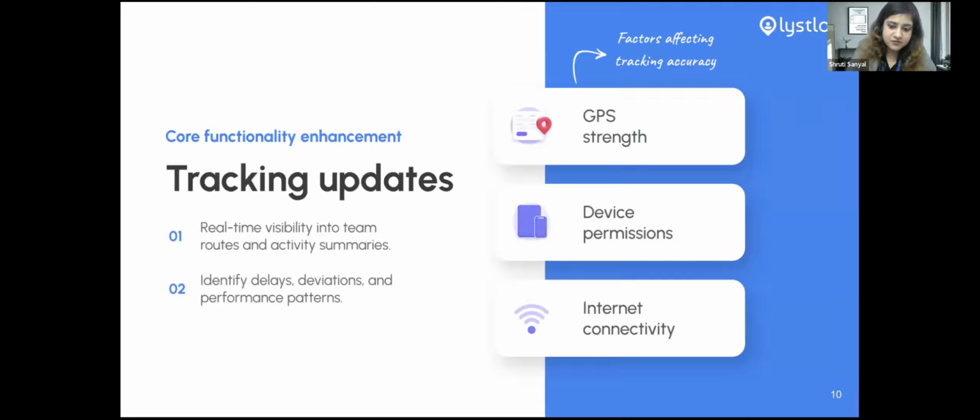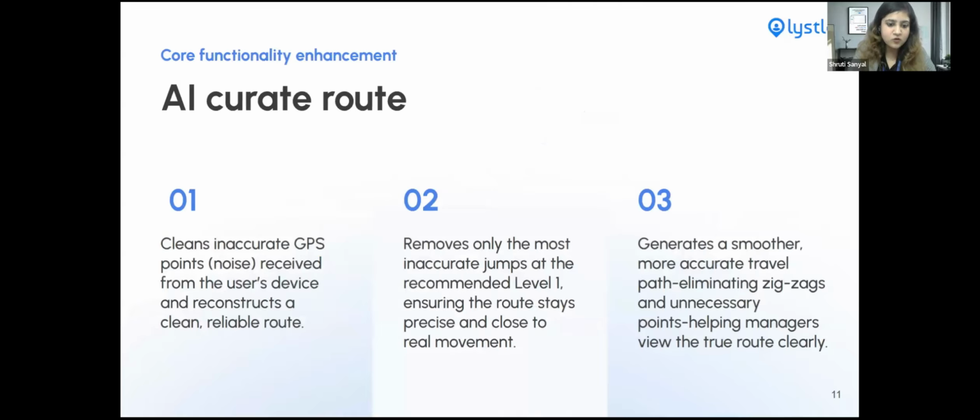So this is the core functionality enhancement. Proceeding forward with it, we will go for the AI curate route. AI curate route basically is, suppose we are having a few issues with GPS, or the user's device is not currently working properly. Based on that, if the AI curate route is enabled, we get a constructed and filtered route from our end. So it is a reliable route as well.